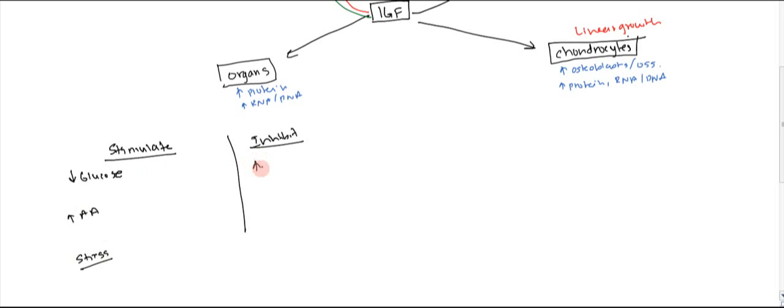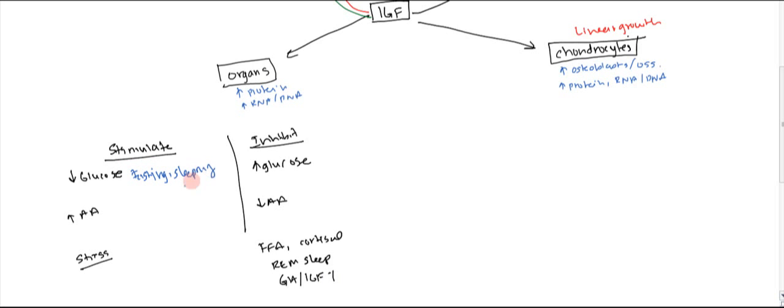And so what can inhibit? Obviously increased glucose, decreased amino acids, and also things such as free fatty acids, cortisol, REM sleep actually, even though growth hormone is increased in sleep, not during REM sleep, and obviously growth hormone itself and IGF-1. Now, glucose, just to jot down what causes decreased glucose: obviously fasting, when you're sleeping, when you're exercising. These are all things that can cause it.